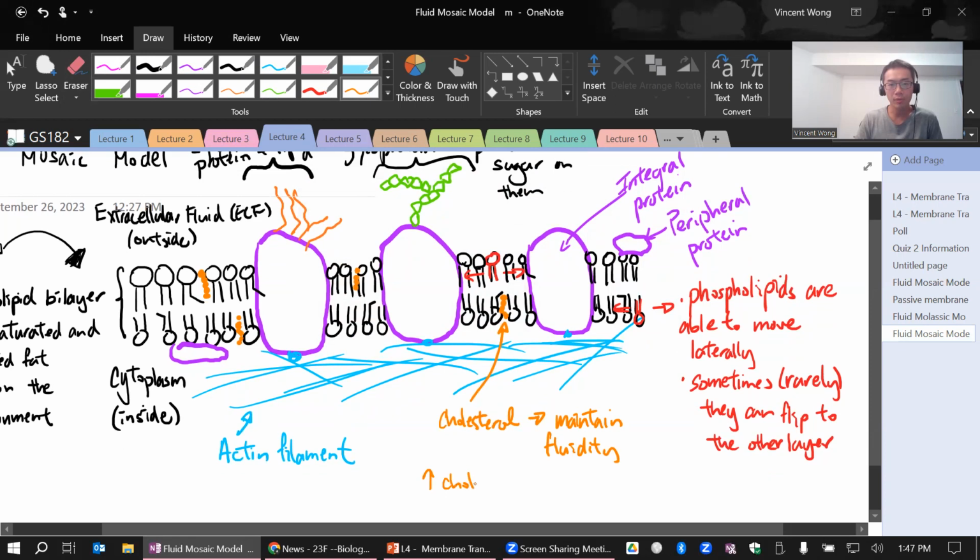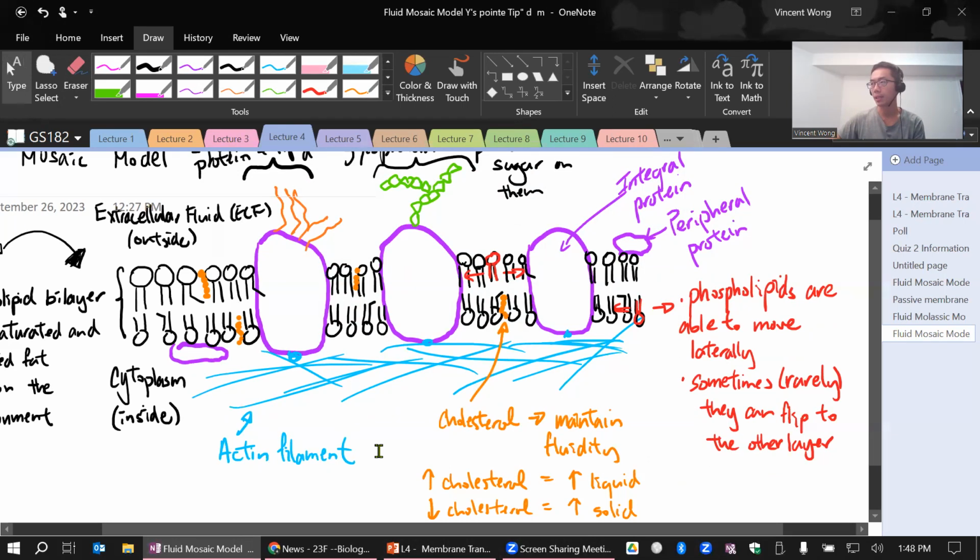More cholesterol equals more liquid. Less cholesterol equals more solid. All right, so keep that in mind. We're going to come back to this in a bit. That's it. That's the fluid mosaic model.